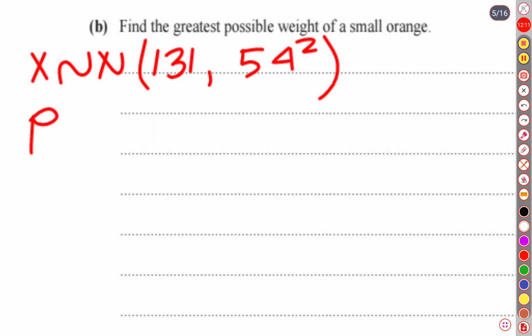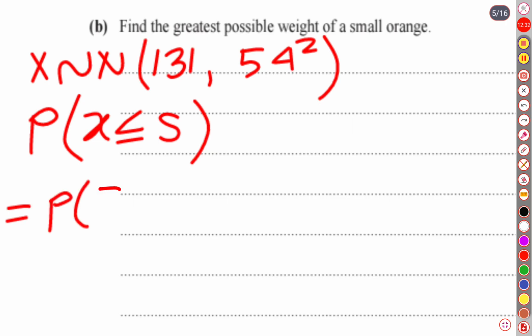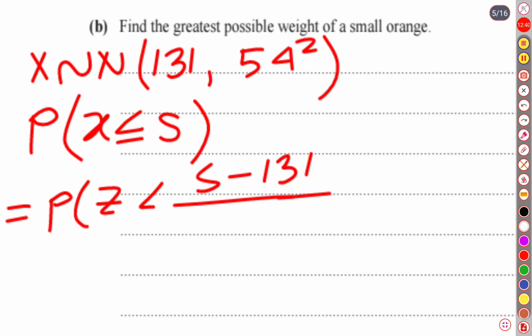Then they have told us to find the greatest possible weight of a small orange. So it is going to be the probability of X being at most the greatest possible value. That means it may be less than or equal to s. We can write s for the weight of a small orange. Then if we standardize the score, it is going to be Z less than (s minus mean) over standard deviation. Our mean is 131 and standard deviation is 54.